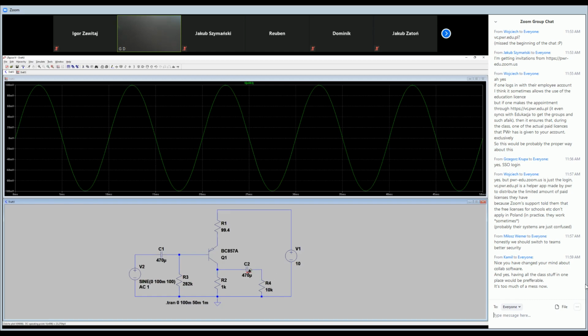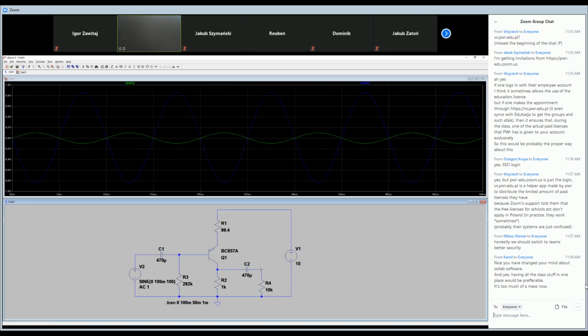And what happened on the output? This is the blue one. Look, the input signal changed 100 millivolts as amplitude. On the output, we've got the magnitude changed to how many?